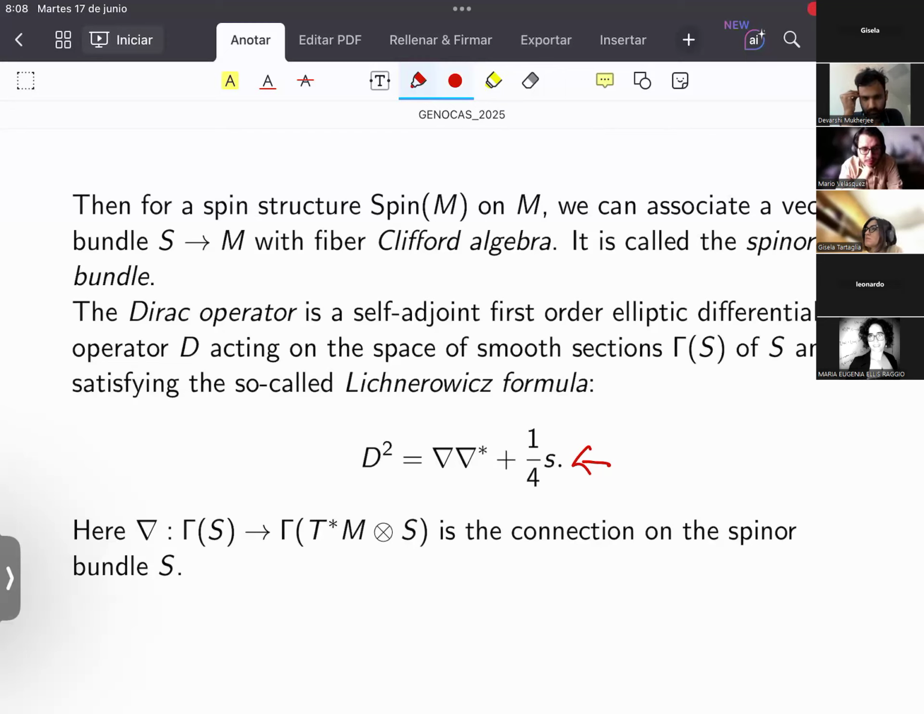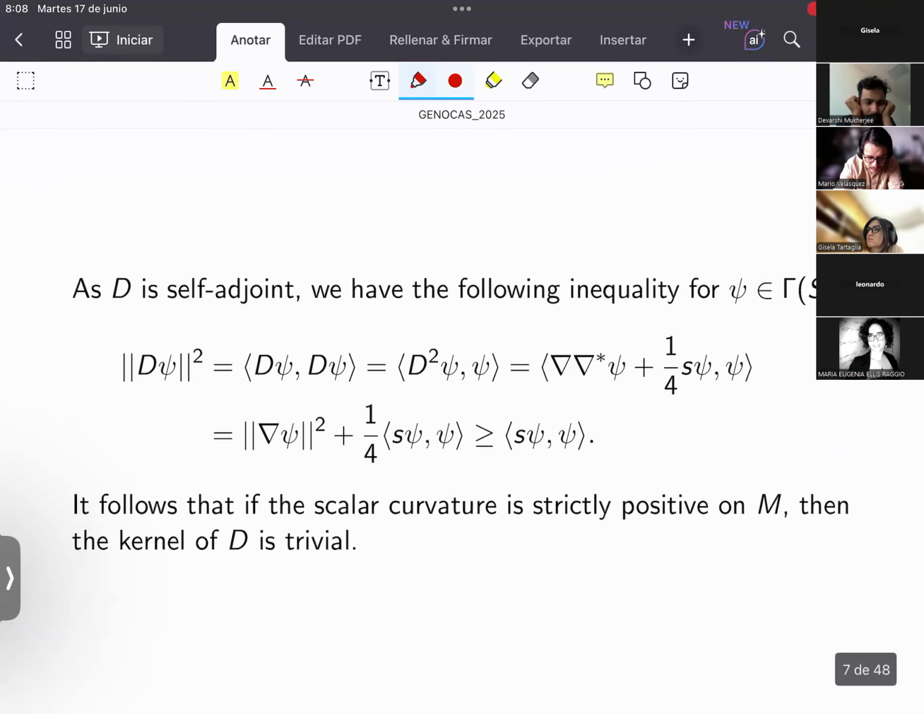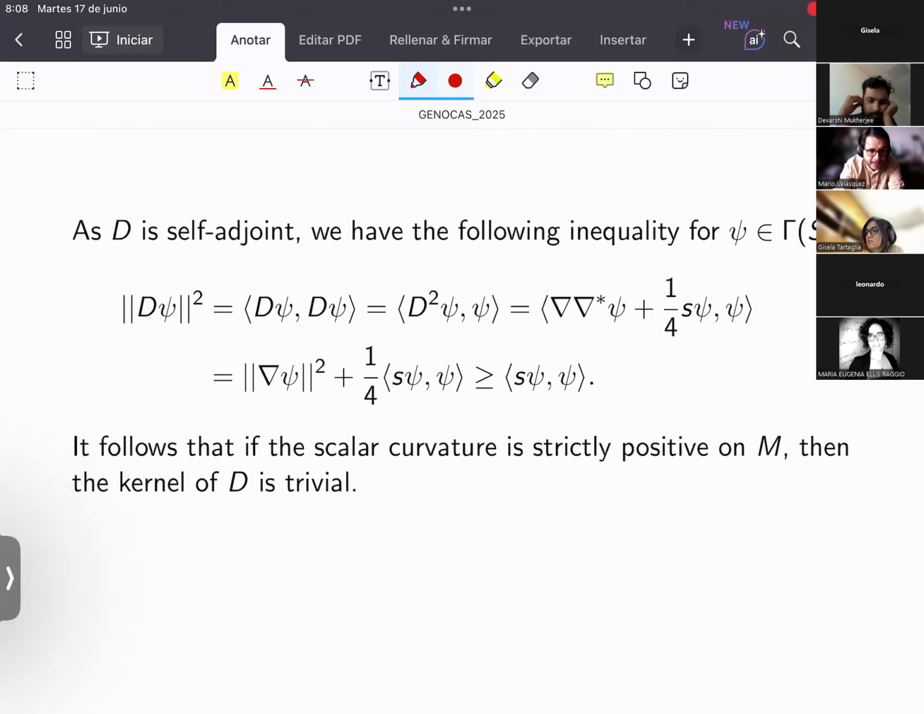Why is this important for us? Because using this formula, we can do the following computation, relating the kernel of the Dirac operator with the scalar curvature. As D is self-adjoint, we have the following inequality for phi, a smooth section.